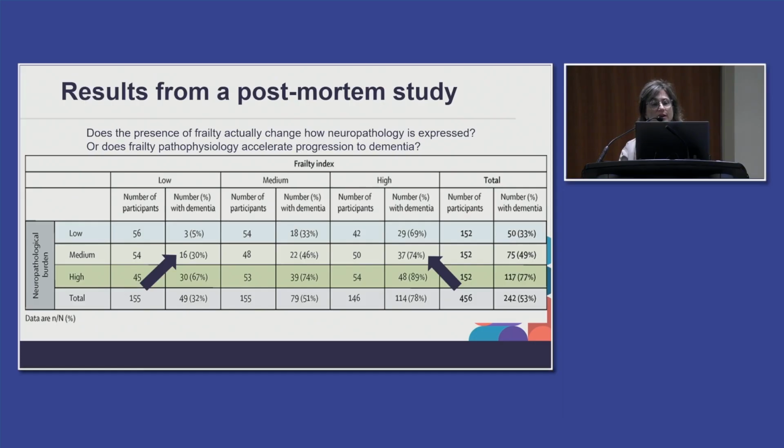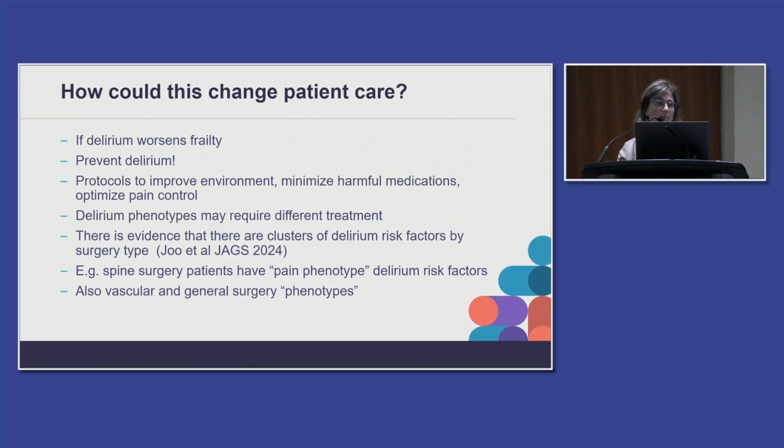So does presence of frailty actually change how the neuropathology is expressed? Or does frailty pathology actually accelerate the progression to dementia? And these are the things we don't totally understand quite yet, but they're probably at the core of how to help these people not get worse and worse. I think what we all hear from our patients are patients who are never the same after anesthesia and surgery. And those very frail patients are at very high risk for going on that downward spiral.